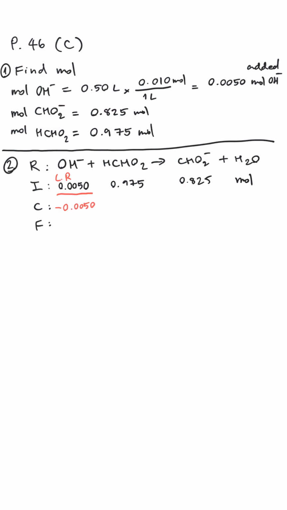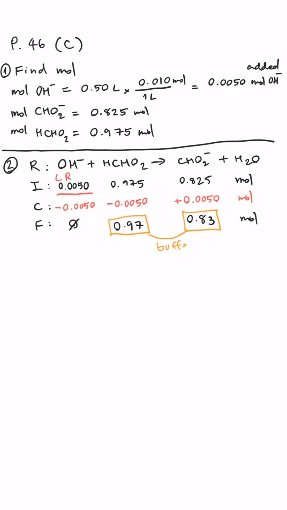And in order to neutralize that added base, we are going to use the same amount of weak acid available, and the same amount will be produced for its conjugate base. And the final mole would be whatever is left from the initial and the change. At the final state, we see that the solution contains weak acid and its conjugate base. Therefore, this solution is still a buffer solution. So in order to calculate the pH, we are going to use the Henderson-Hasselbalch equation.